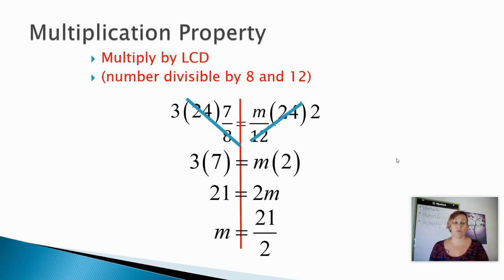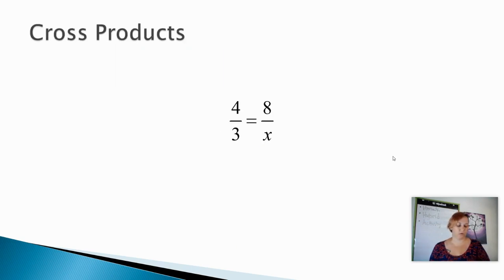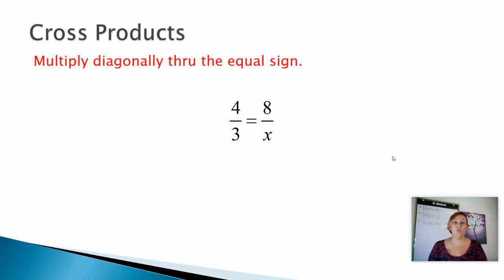The second half of your homework today will tell you to use something called cross products. So let's talk about cross products now. Again, we're solving proportions today. Product is a fancy math word for multiplication. So when I say cross products, I'm actually asking you to cross multiply. When you cross multiply, you're multiplying diagonally through the equal sign. The bottom of one fraction times the top of the other.